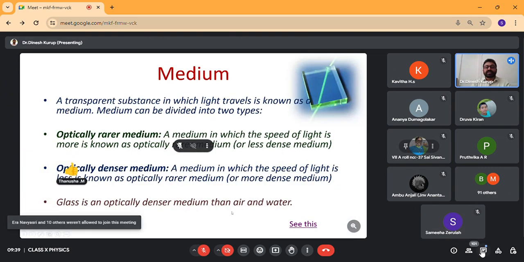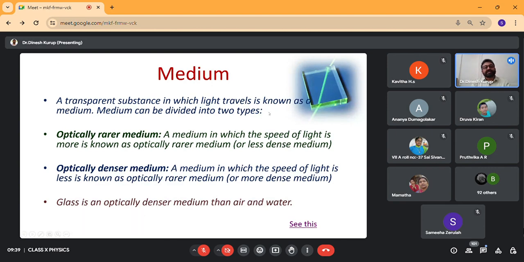So we move on to the next one. It is a medium through which light travels. Medium is a transparent substance through which the light travels. There are two different types of medium: optically rarer medium or optically denser medium. Rarer medium means speed of light will be more. Rarer means lesser number of particles in the medium. Optically denser means more number of particles in the medium. So glass is optically denser medium than air and water.